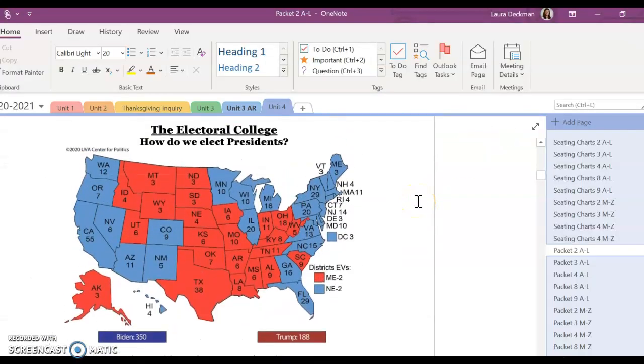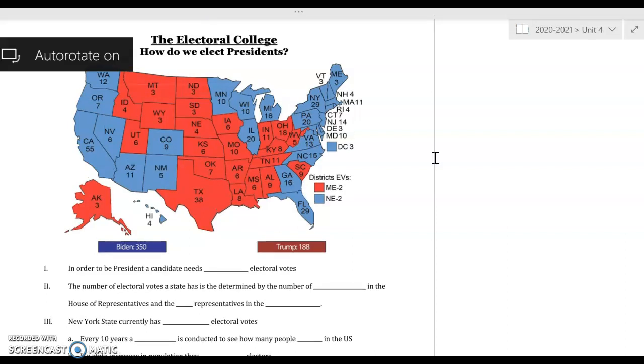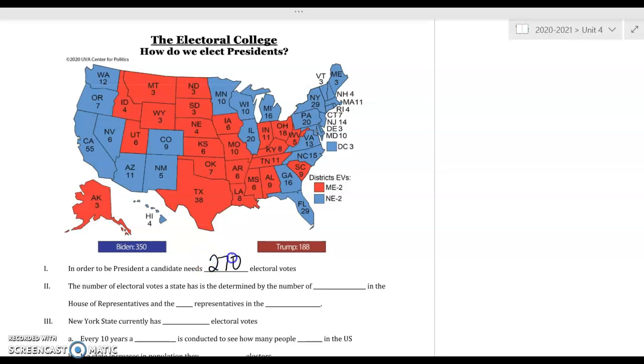And in this unit, we are looking at how the Constitution sets up the government of the United States. And part of the government is obviously electing the president. We use a system called the Electoral College to elect the president. And this map on page 4 shows how the Electoral College worked to elect Joe Biden in this most recent presidential election. So the way that this works is that a president needs 270 Electoral College votes to become president.